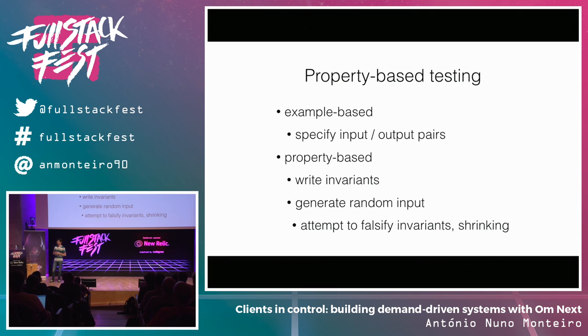For those of you who don't know what property-based testing is, it's opposed to example-based testing, which we commonly do in our systems, in which we specify input and output pairs. In property-based testing, we write invariants. And we have our generative testing library generate test cases that attempt to falsify these invariants. But what we get for free is shrinking, in that a failing case, our library can shrink it to the smallest possible case that fails, so that we can test that case again in an example-based test, for example, and fix the bug.